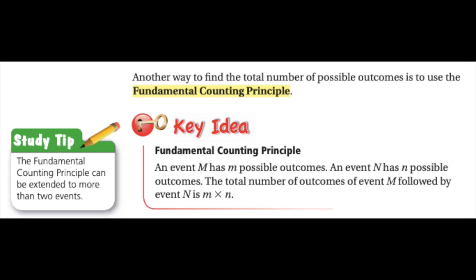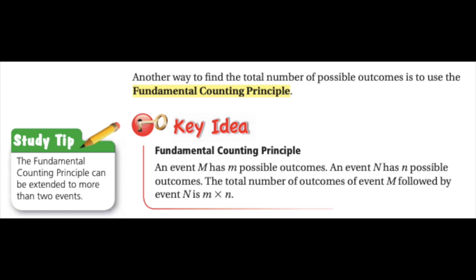Long story short, if we go back up to the example that we just finished, if we only wanted to find the number of possible outcomes, we have 2 different kinds of crusts and 4 different styles. 2 times 4 is 8. We have 8 possible outcomes, which were the 8 different types of pizza. Okay, so that's the fundamental counting principle. I know the way that the book describes it is a little convoluted. However, all it is saying is that we are going to multiply the numbers.